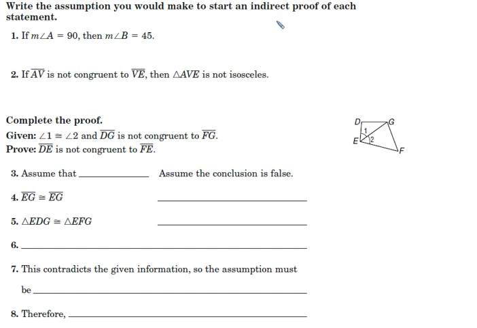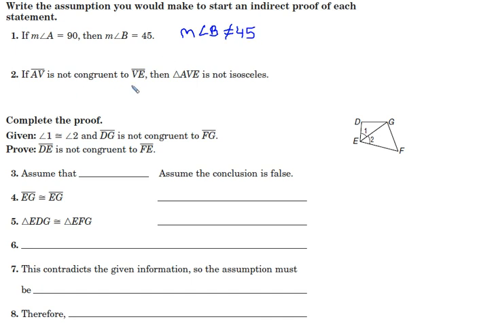Write the assumption you would make to start an indirect proof of each statement. Number one, measure of angle A is 90, then the measure of angle B is 45. Well, the opposite of that would be the measure of angle B is not equal to 45. It's as simple as that.